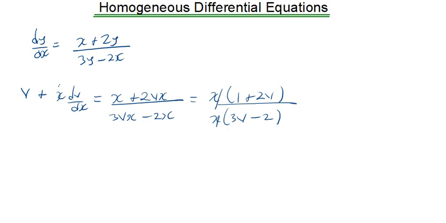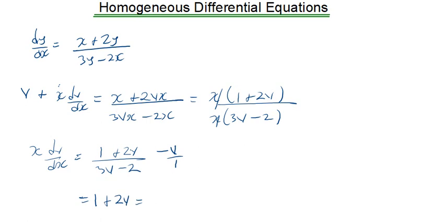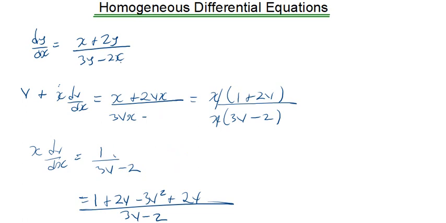And so what I can do at this point is bring the v to the other side, so that will be your x dv/dx is equal to 1 plus 2v divided by 3v minus 2. So now I have minus v here, minus v divided by 1. So now this just gives me something like 1 plus 2v... that will give me minus 3v squared plus 2v divided by what? 3v minus 2. That's what you're going to get if you make that a single fraction.